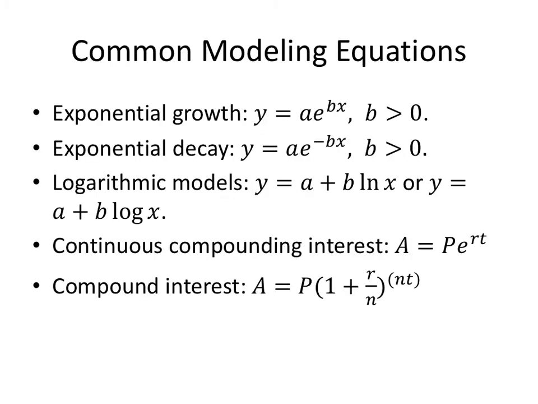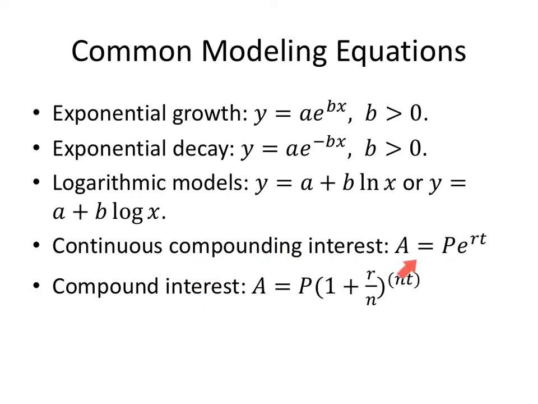So there are some common modeling equations. Exponential growth and decay we see quite frequently, the only difference being whether the exponent is negative for decay or positive for growth. In either case, b, the growth or decay constant, will be considered a positive value. We have logarithmic models, y equals a plus b natural log of x, or y equals a plus b log of x. The human memory model and some population models follow these.